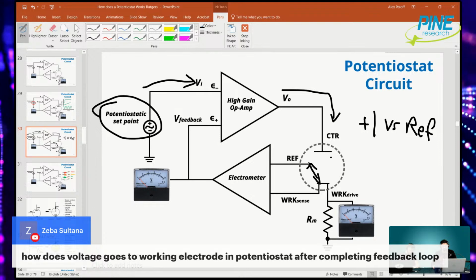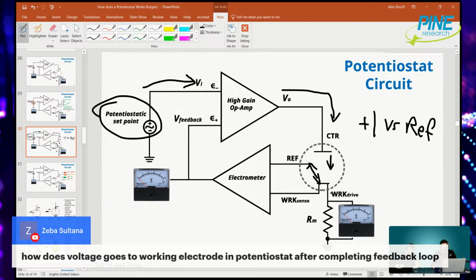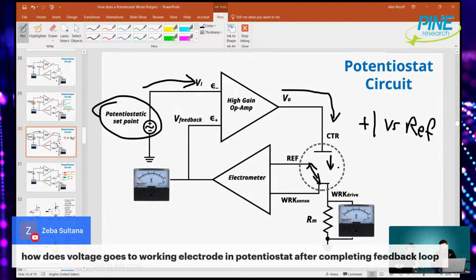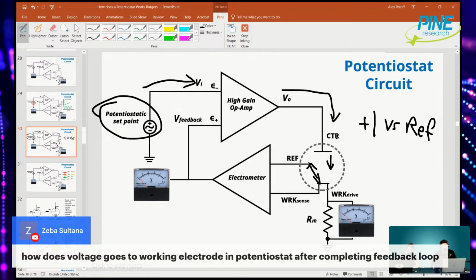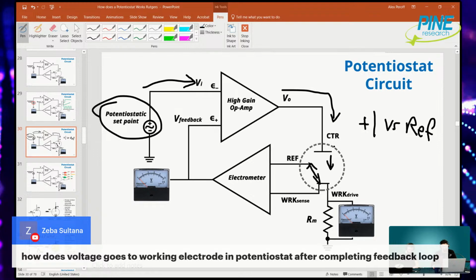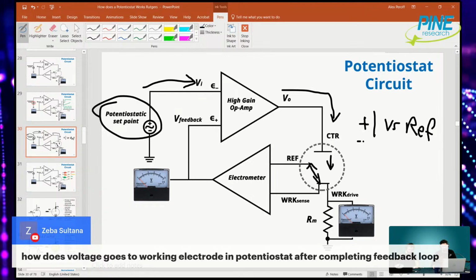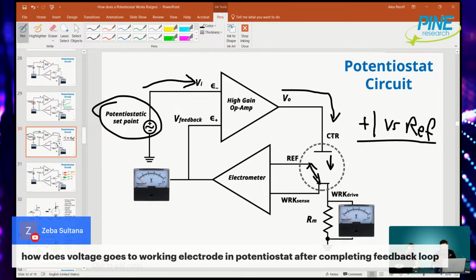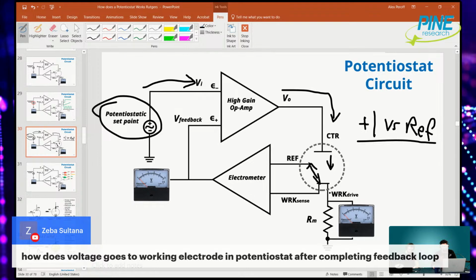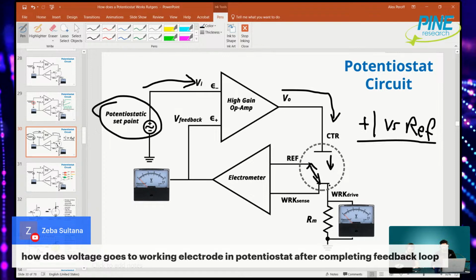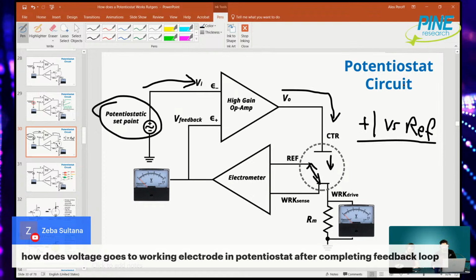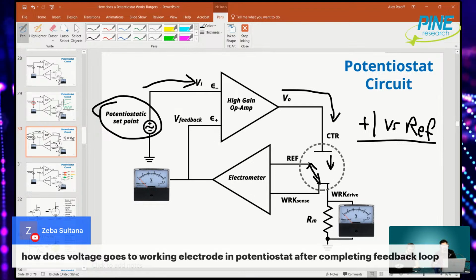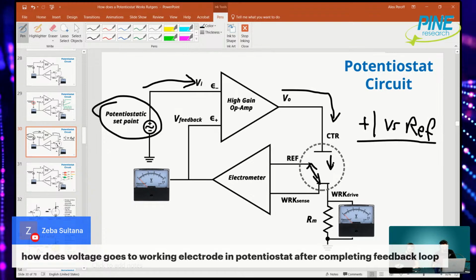And so current flows through the counter electrode, between the counter and the working. The way the working electrode potential is determined is actually through driving the counter electrode. So when the potentiostat is set to +1 volt versus the reference electrode, the counter electrode drives current through the solution to the working electrode here, such that the potential here changes with respect to reference until it equals +1 volt. So that is fundamentally how the working electrode potential is set to 1 volt.